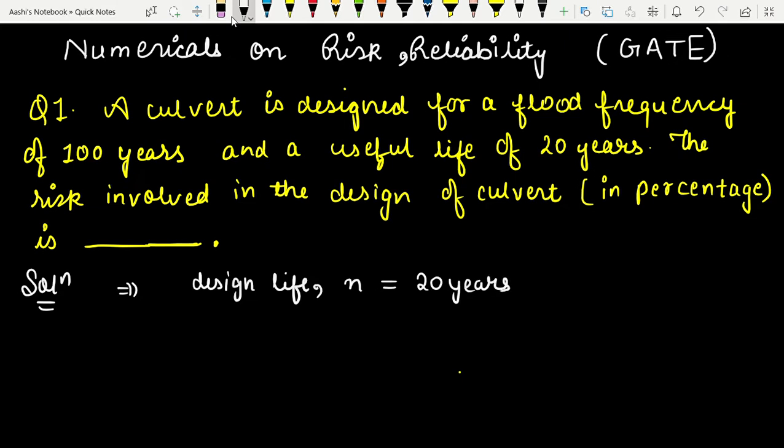Now for what flood is it designed? It is designed for a flood which has a frequency of 100 years. Here 100 years is the return period. Frequency or return period, it's the same thing. The meaning is once in 100 years this flood magnitude is expected to occur. So 100 years is the return period.